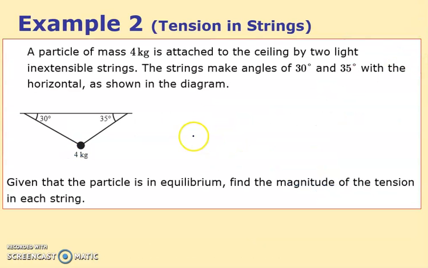Another example then, particle mass 4 is attached to a cylinder. This looks ridiculously simple, in as much that it's the same as last time, surely. Given that the particle is in equilibrium, find the magnitude. It's the same question, just with different numbers. It's 4 kilogram force now, so I suppose I've got to do, the weight is 4 times 9.8, which is 39.2. But I'm going to do it the same way. I'll do it left and right.